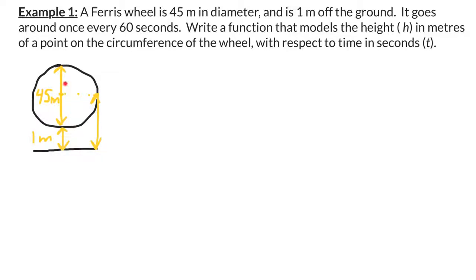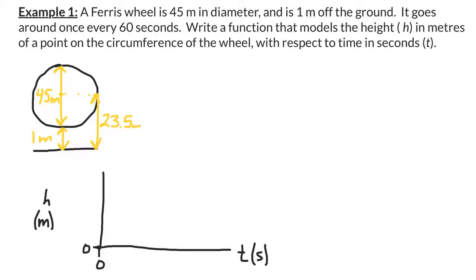Well, it's going to be the radius of the Ferris wheel plus that 1 meter above the ground. So the radius is half of 45, and then I'm going to add 1 more meter. Half of 45 is 22.5, so when I add that 1 meter, it's 23.5 meters from the ground to the center of the Ferris wheel.